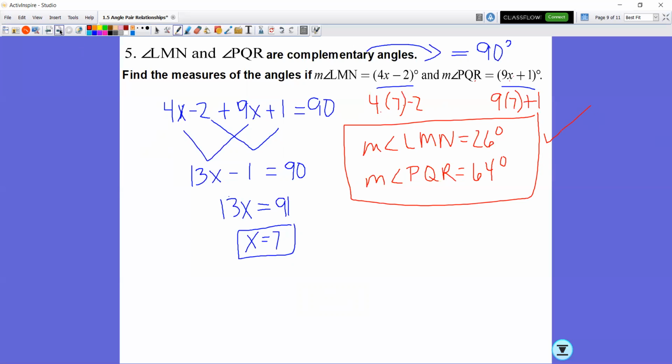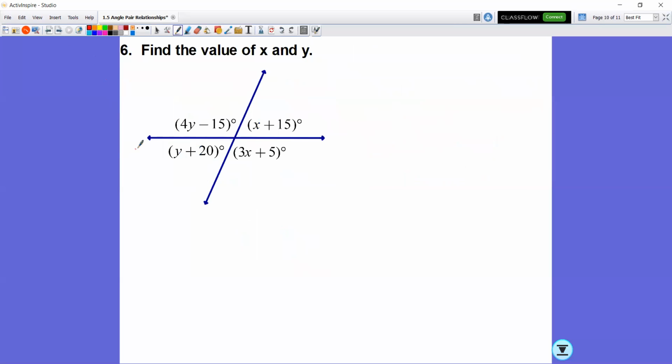All right, let's take a look. Oh my gosh, this one's ugly. Why? Because it has x's and y's in it. And you might be thinking, oh my gosh, systems of equations. Not yet, but do not forget about how to do systems of equations. I'll try to refresh your memory before we get there. So you might look at this and think, oh, there's a linear pair, right? 4y minus 15 plus x plus 15 is 90. But then I have two variables and I don't like the looks of that. So I'm not going to do that.